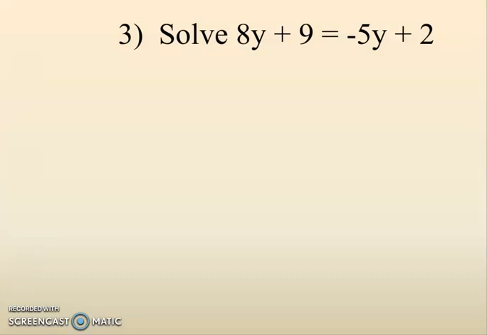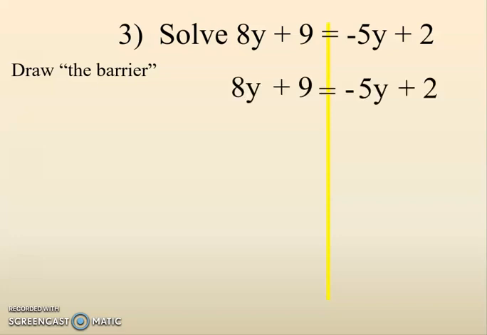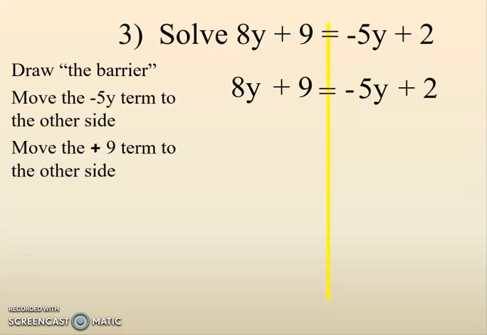Okay, let's see if you can anticipate what's going to go on here. Always we draw that barrier. I'm going to be moving the negative 5y. You still want to move everything to the side which has the bigger variable term. Okay, so 8y is bigger, so I'm going to move the negative 5y over to that side. And at the same step, I'm going to move the positive 9 to the other side. So I'm going to have variables on the left and coefficients, constants on the right.